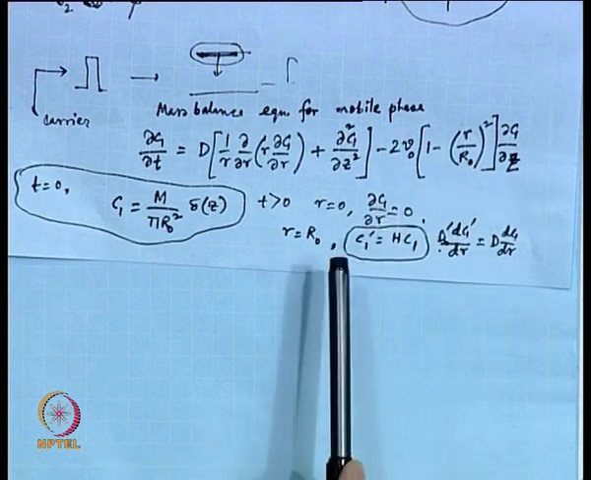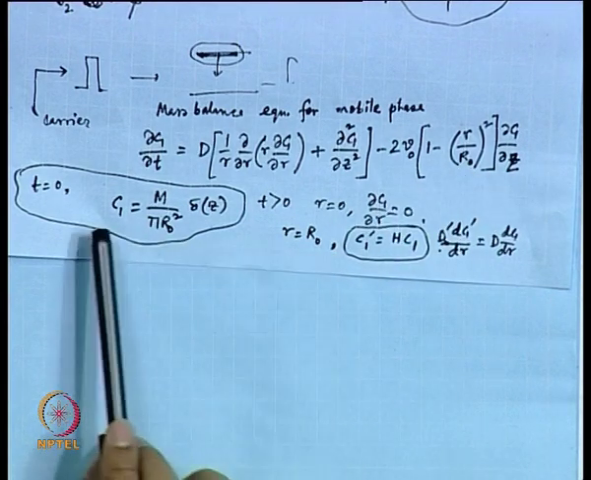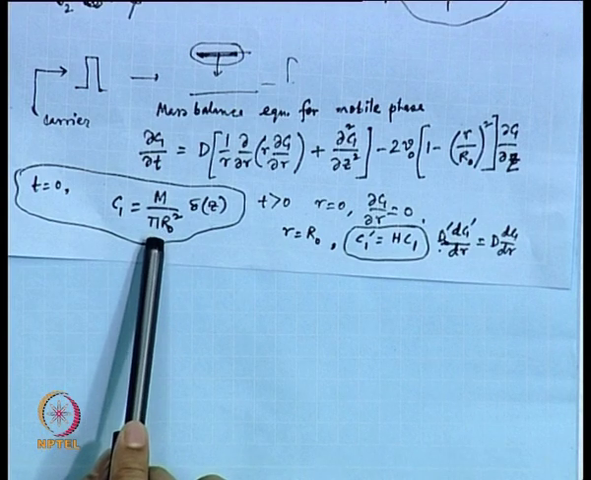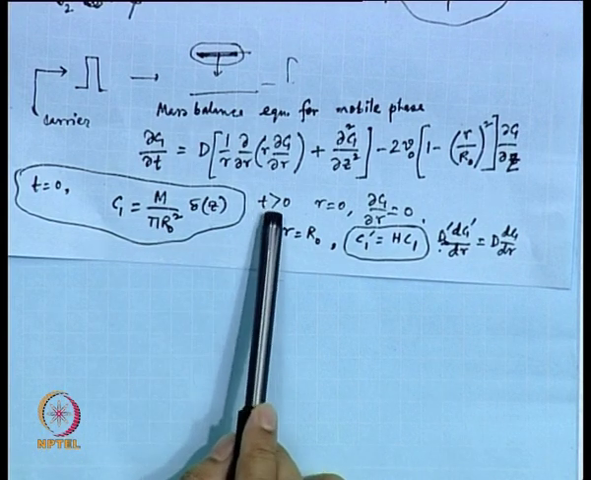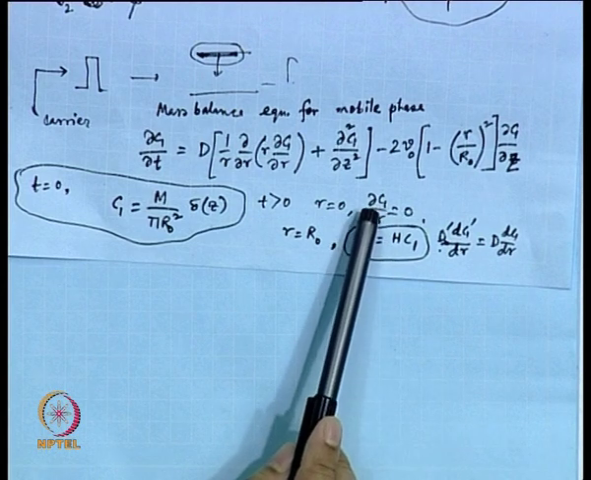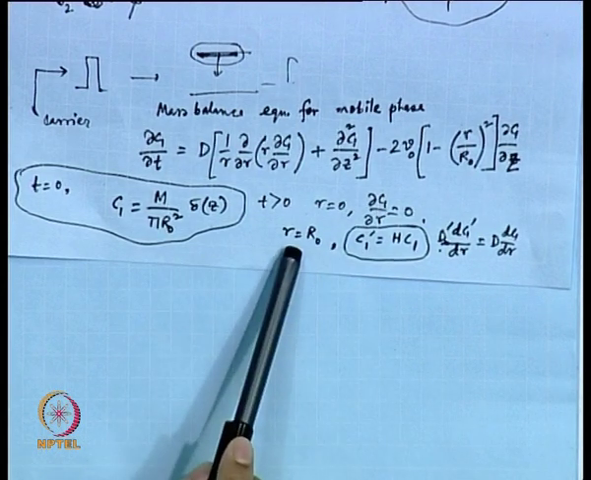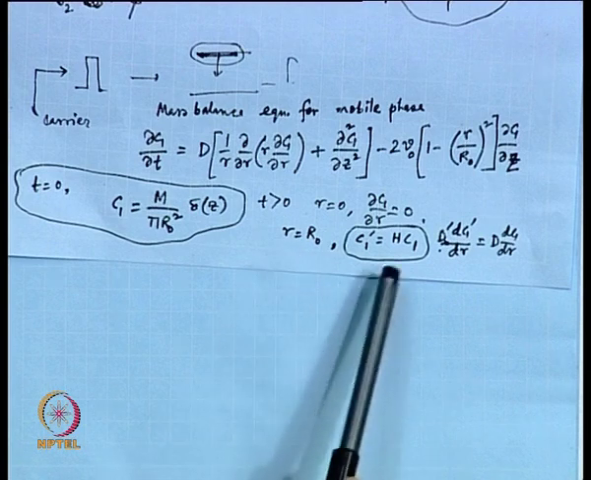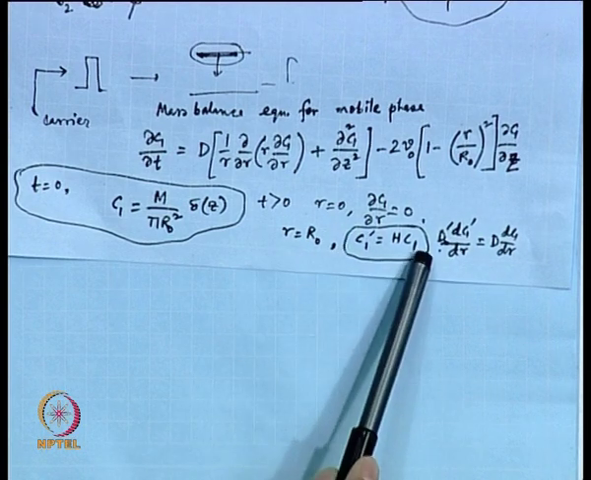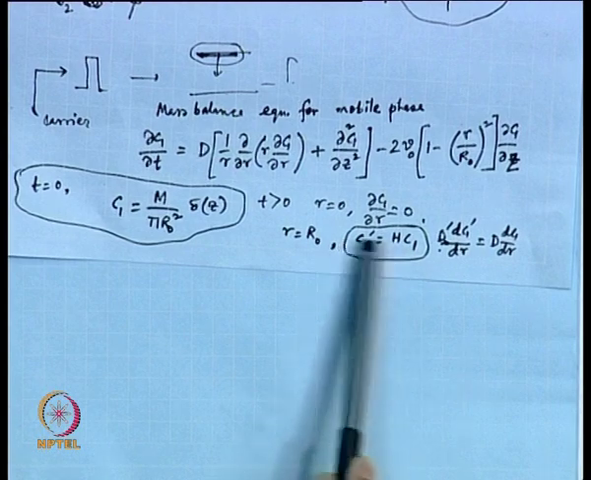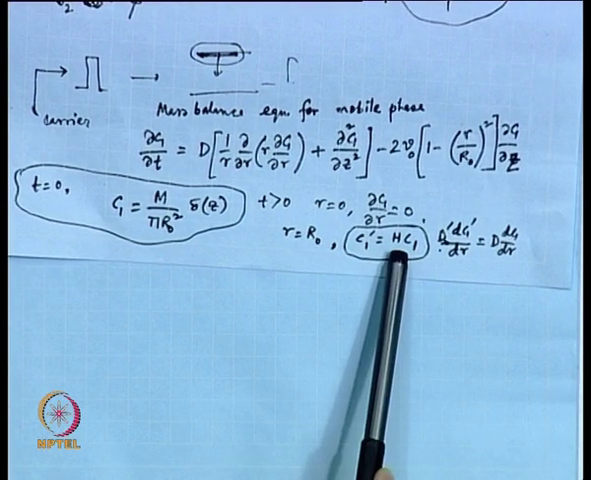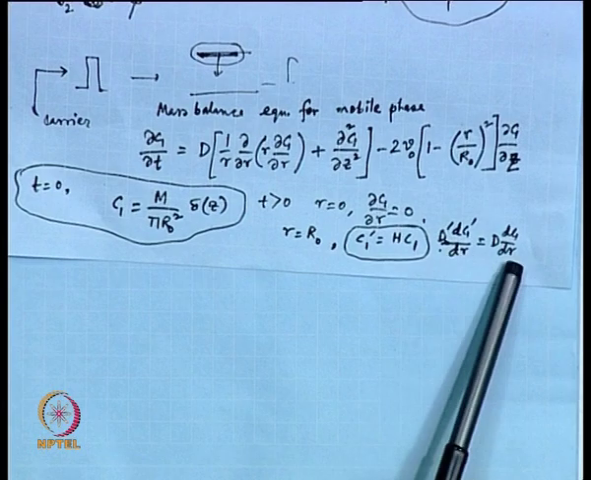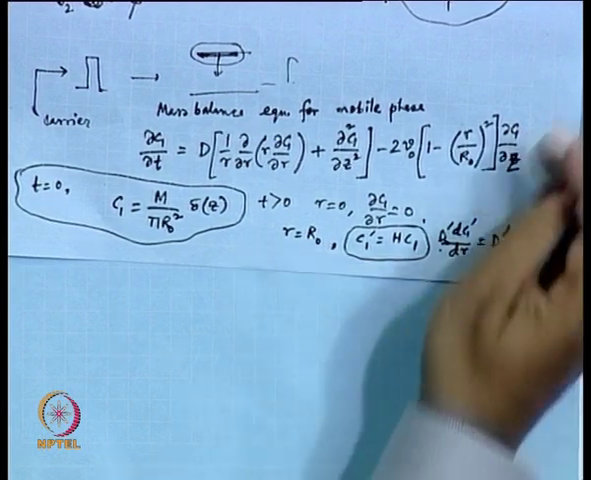And we discussed in the last class various boundary conditions. The initial condition is that you introduced a pulse at the inlet, and then when t is greater than 0, you are assuming that at r equal to 0 symmetry exists, and at the interface between the mobile phase and the adsorbent there exists this equilibrium, which is governed by this equation. You are assuming linearity here, and the continuity of flux.